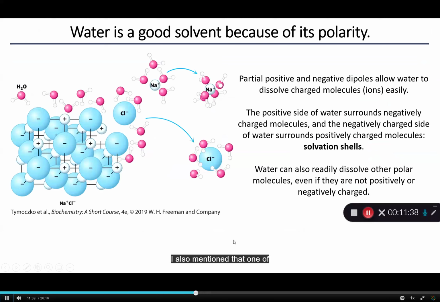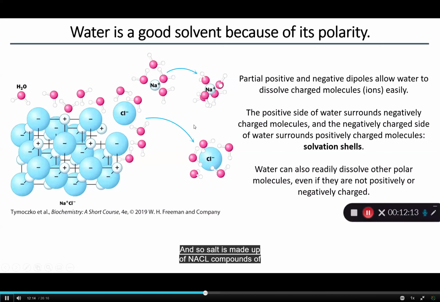Okay. I also mentioned that one of the cool and important properties of water is that it's a really good solvent. It's really good for dissolving important biochemical molecules. And so the partial negative and simultaneous partial positive dipole is what gives water this property. So it can dissolve ions of any charge. And so let's think about salt. We all know that salt dissolves in water. We've all done it in our kitchens before, when we're about to cook some macaroni and cheese, toss a little salt in that water. And it dissolves fairly readily.